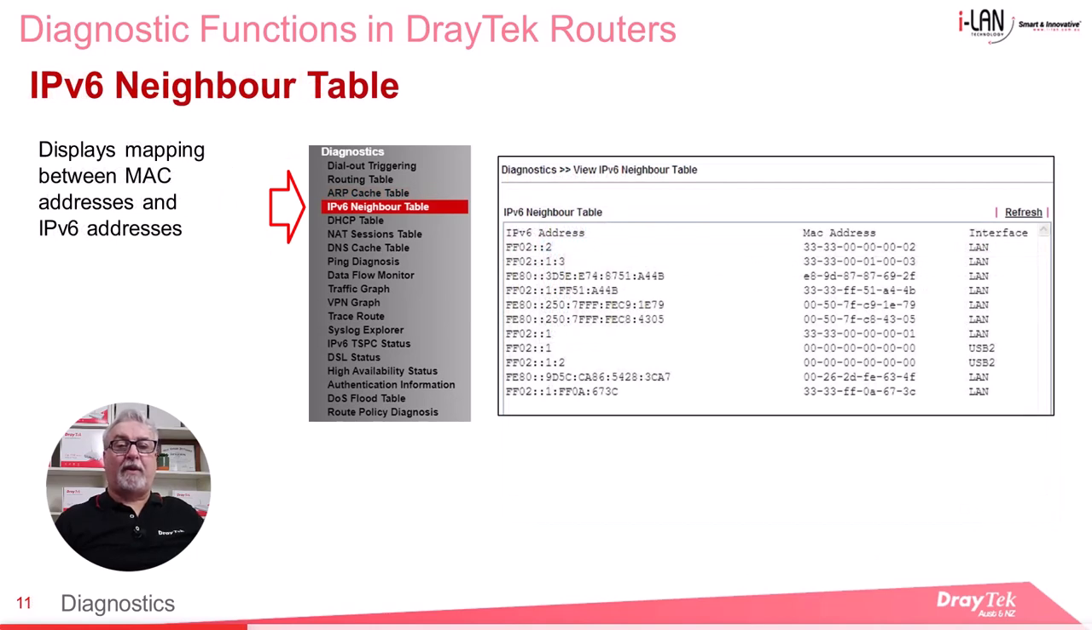Next, we have IPv6 neighbor table. This displays the mapping between Ethernet hardware addresses, that is MAC addresses, and IPv6 addresses. This information is helpful in diagnosing IPv6 address conflicts and other network problems.